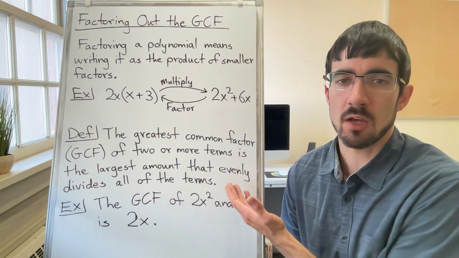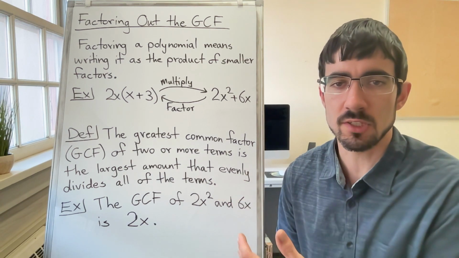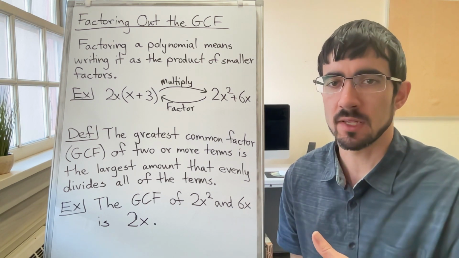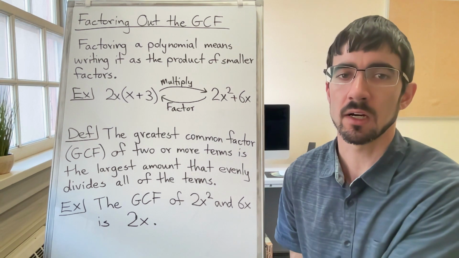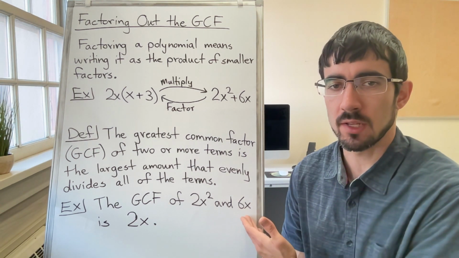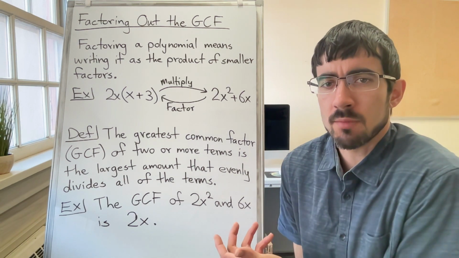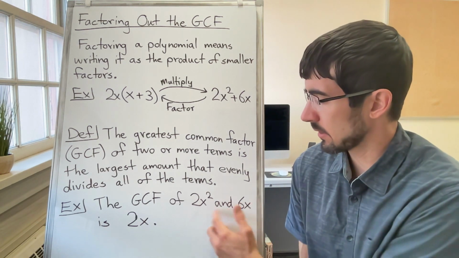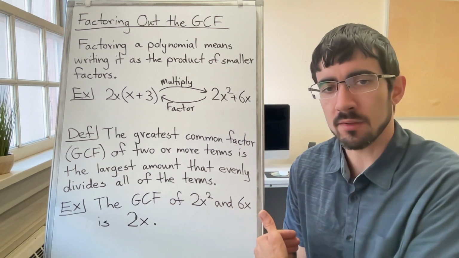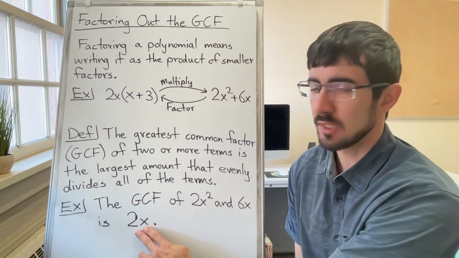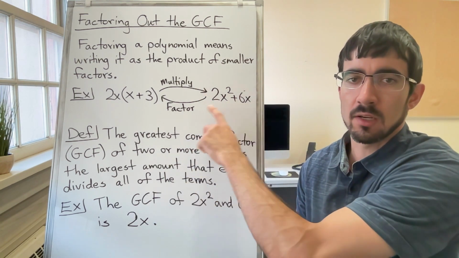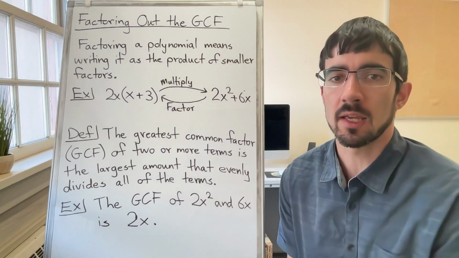So the greatest common factor of two or more terms is just the largest amount that evenly divides all of the terms. Some people might say it's the largest amount that the terms have in common. So for example, the GCF of 2x squared and 6x. I think, what's the largest amount that evenly divides that? Well, 6 and 2 are divisible by 2, right? x squared and x are both divisible by x. So the GCF is 2x. And that's exactly what we see happening here in this factoring, which we'll look at in a little bit.